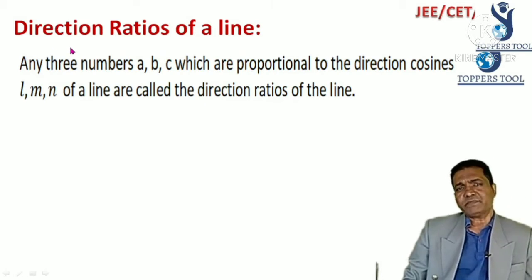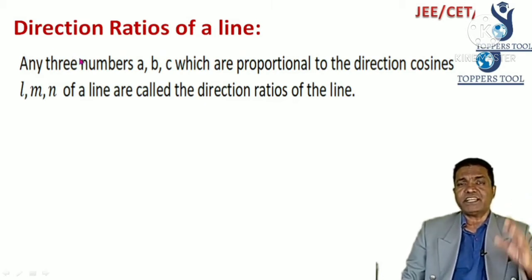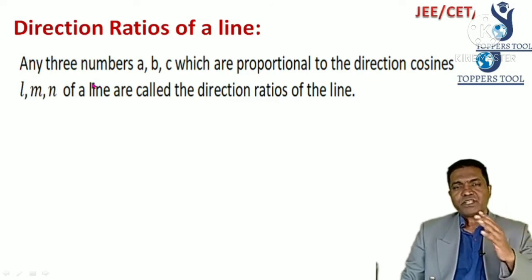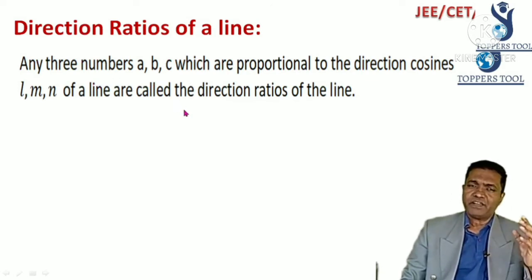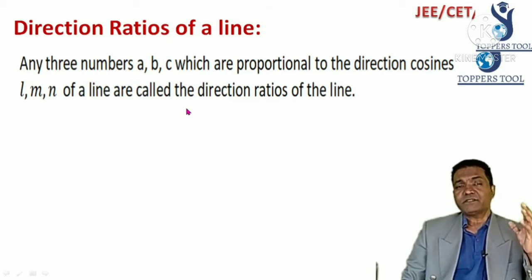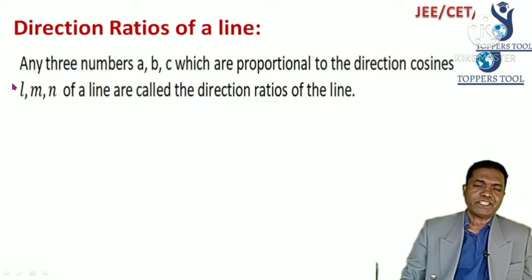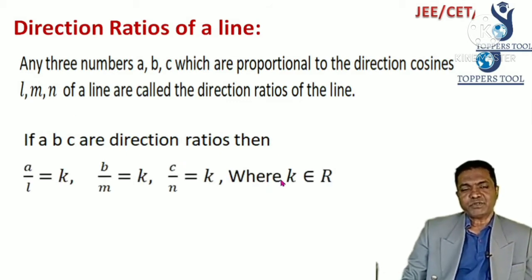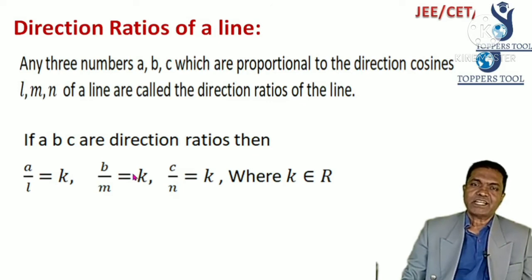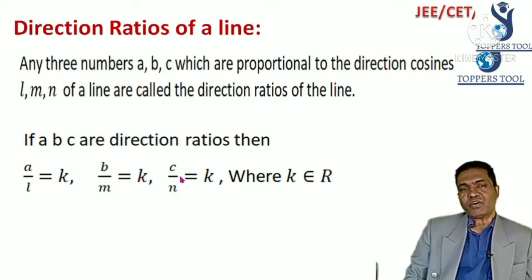Direction ratios are three real numbers which are proportional to the direction cosines. If any three real numbers are proportional to the direction cosines l, m, n, then they are called direction ratios of a line. So if a, b, c are direction ratios, then a by l, b by m, c by n is equal to some constant k.